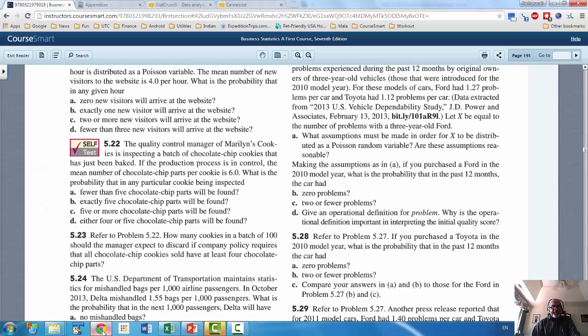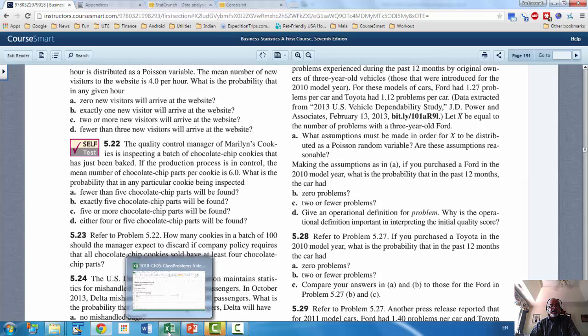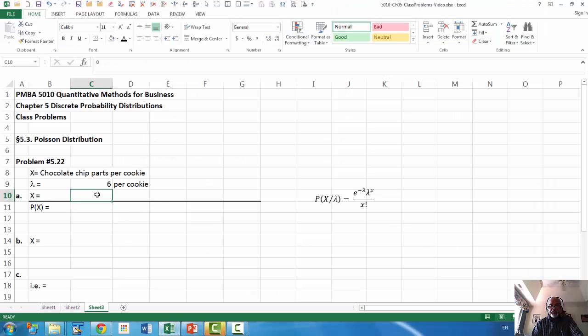And A is fewer than 5. Fewer than 5, so you have to be very careful here. Fewer than 5 means 5 not included. In discrete probability distributions, that is 0, 1, 2, 3, or 4. And the probabilities are, now you have to follow that, right?